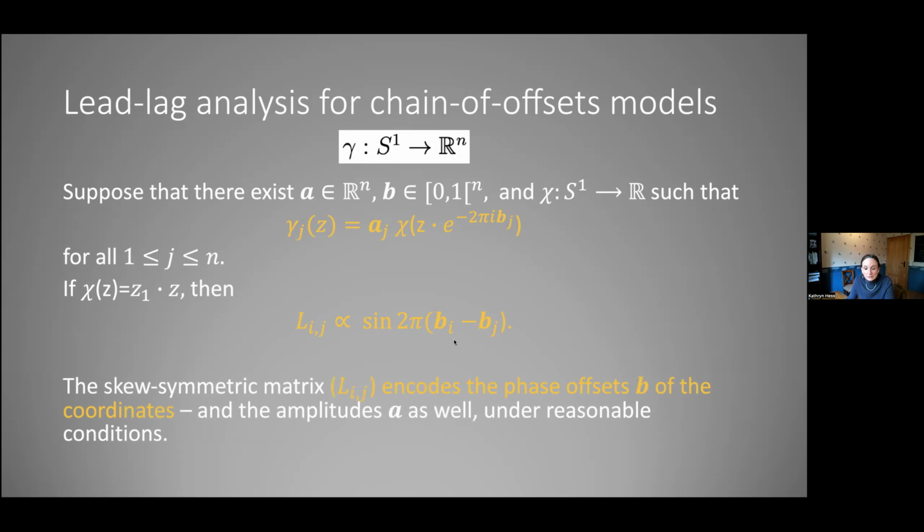When you do this, you get a skew symmetric matrix that's encoding these offsets between the different coordinates. And under reasonable conditions, it picks up things about the amplitudes as well. So what we want to do is generalize this sort of lead lag analysis to thinking about the function we have from VR to S1, because remembering that the nodes of this VR graph correspond to the different cells, and we want to know something explicit about their phases and about which genes are active. It makes sense to try to generalize this to thinking about the complex we were studying.